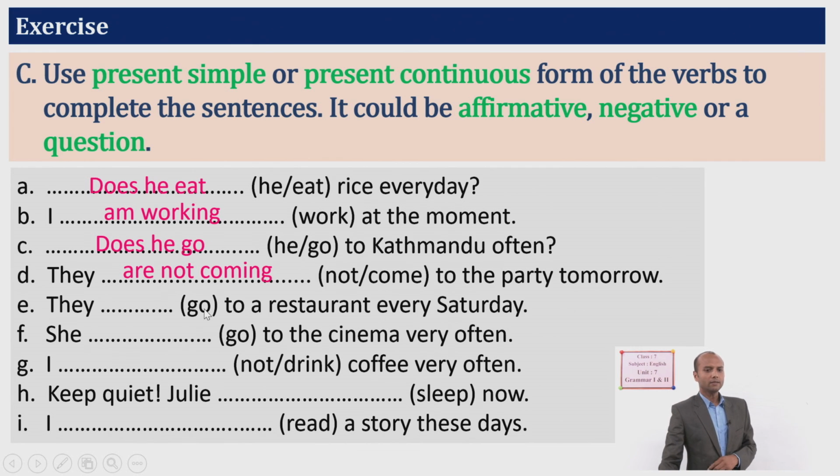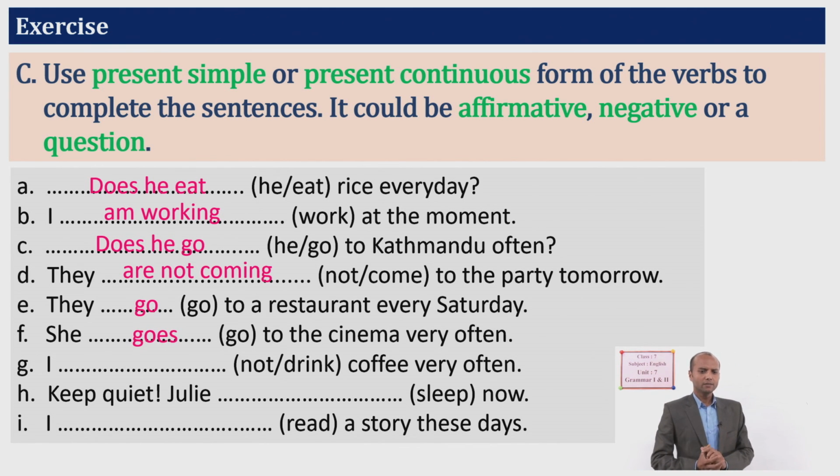E, they dot dot dot go to a restaurant every Saturday. Look, every Saturday is given there. So what should be there? They go. Very good. Simple present again. Now this is the right answer. F, she dot dot dot go to the cinema very often. Again the same thing is there. So what should be there? She goes. Yes, correct.